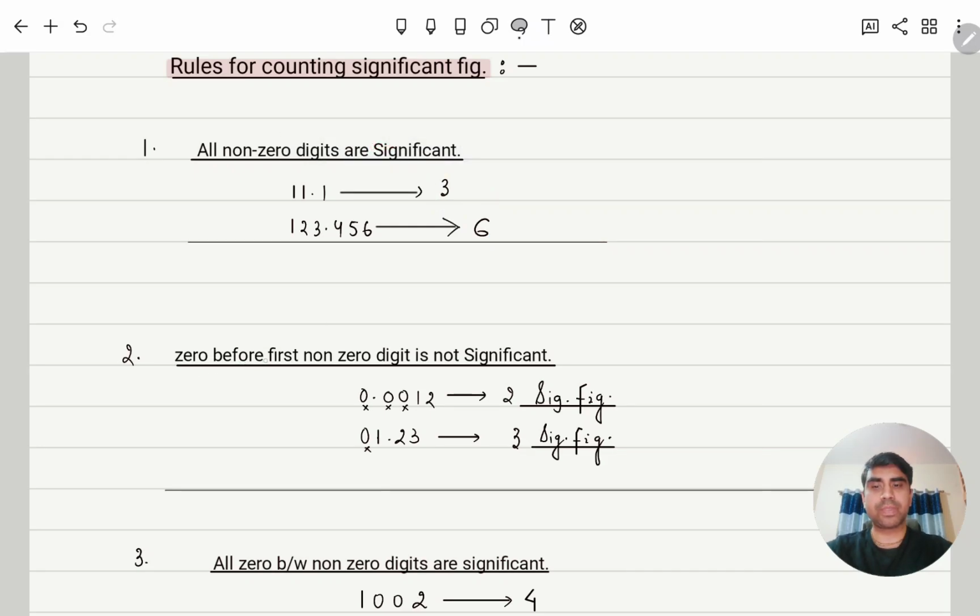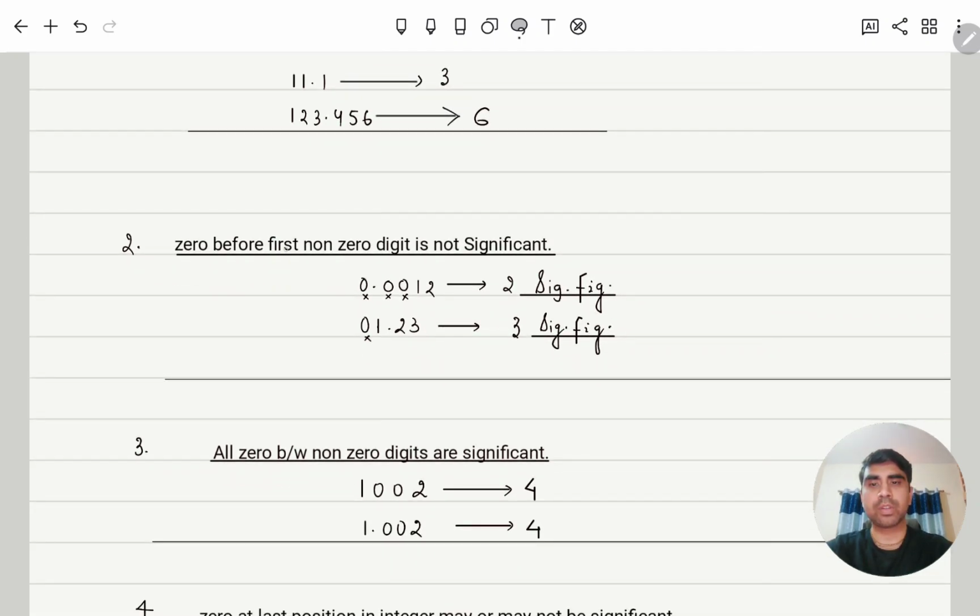Zeros before the first non-zero digit are not significant. So if zeros come before the first non-zero digit, all of those are not significant. Here also this is not significant. This is the whole part, and after the decimal these are all decimal parts. But here you can see the first non-zero digit is 1, and before that all are zeros. So overall how many significant figures here? 2. Here how many significant figures?